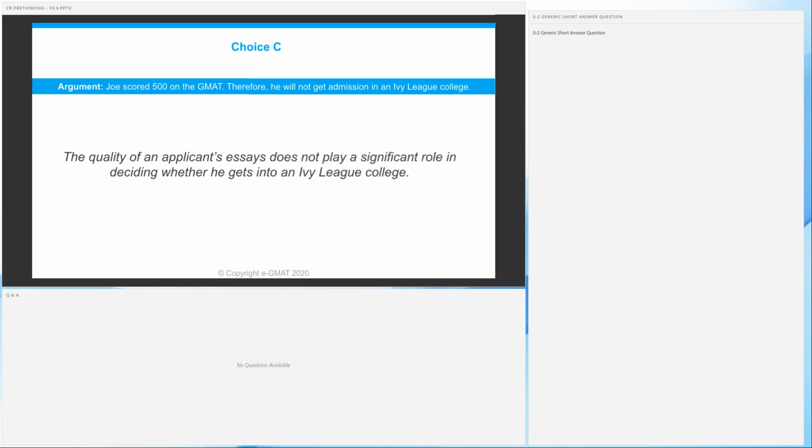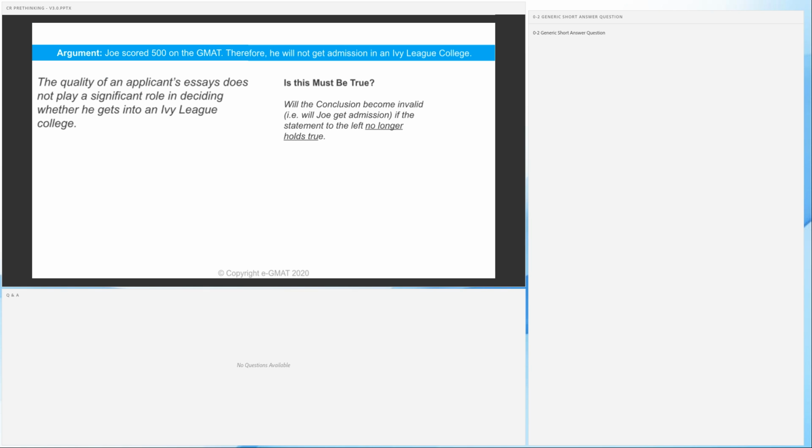The quality of an applicant's essays does not play a significant role in deciding whether he gets into an Ivy League school or Ivy League college. Let's see, is this a must be true statement? Is this the correct answer? We're going to ask the same question. Will the conclusion become invalid? Will Joe get admission if this statement is no longer true?